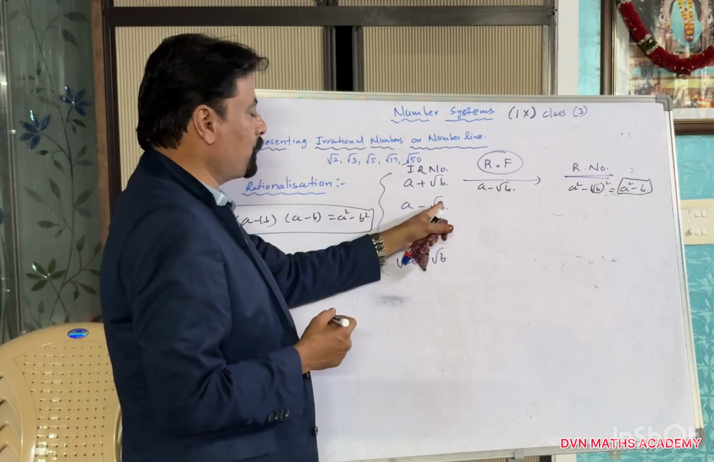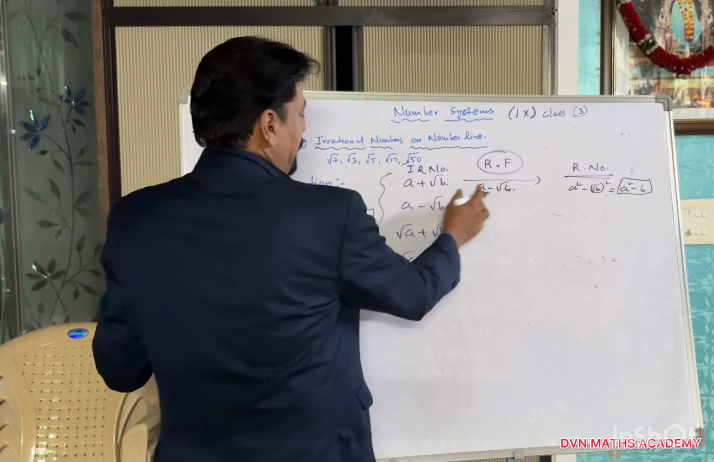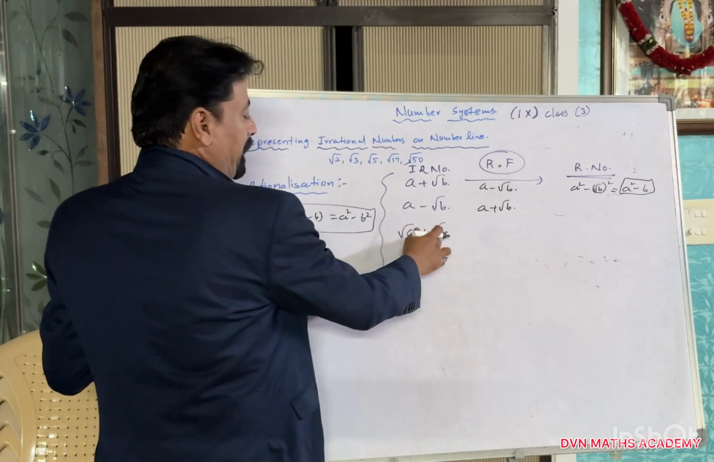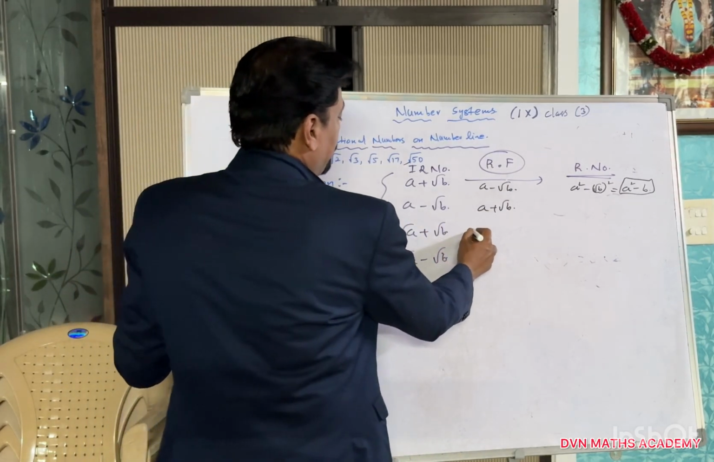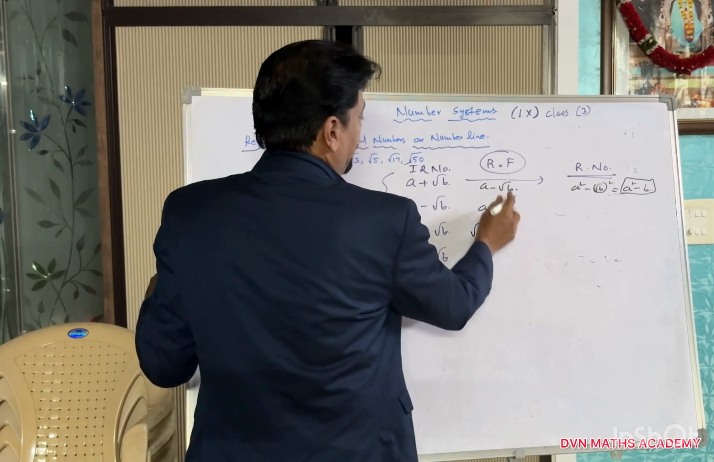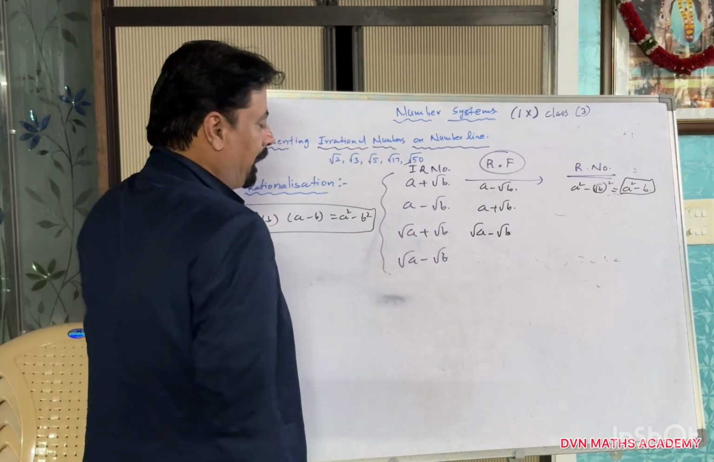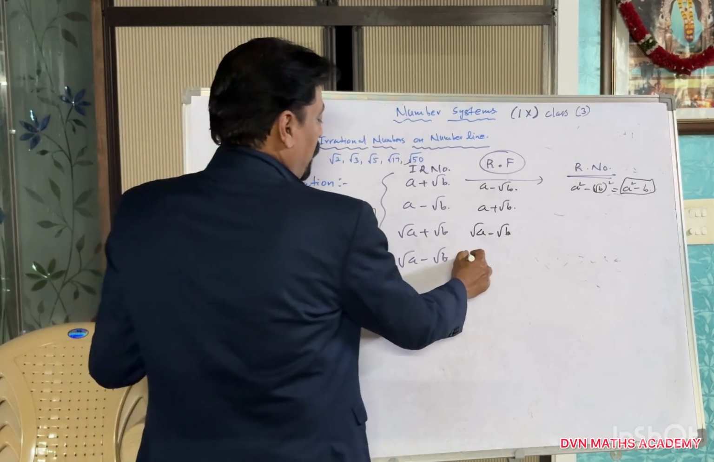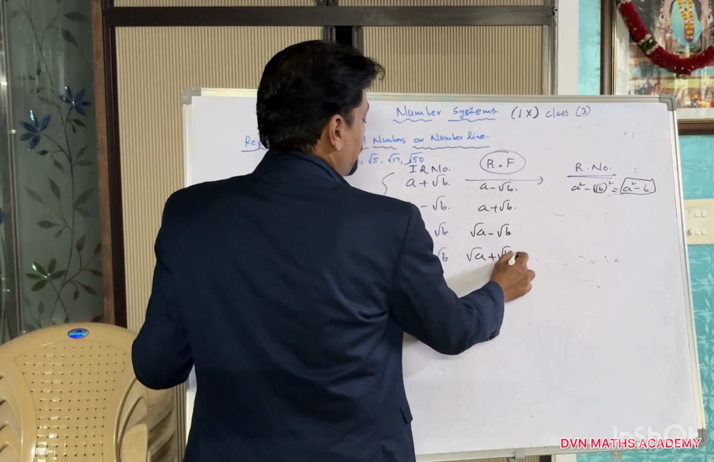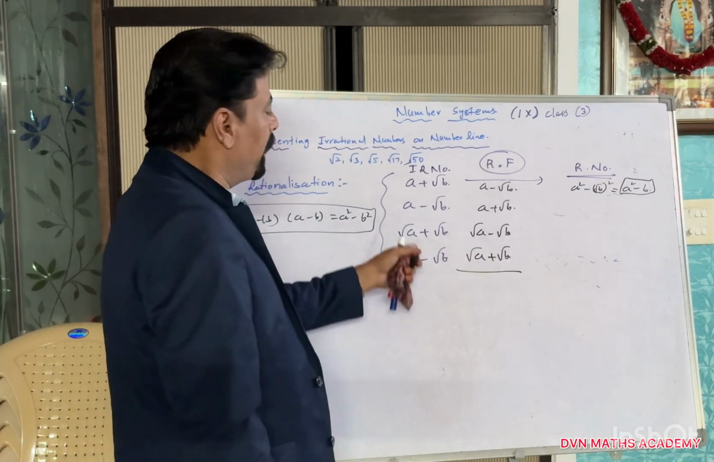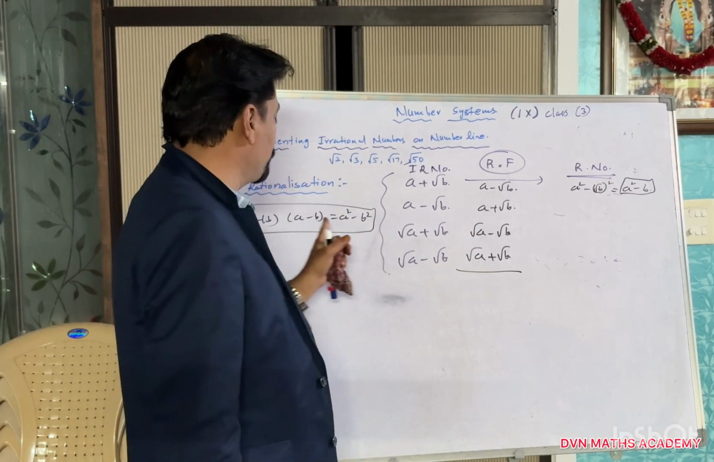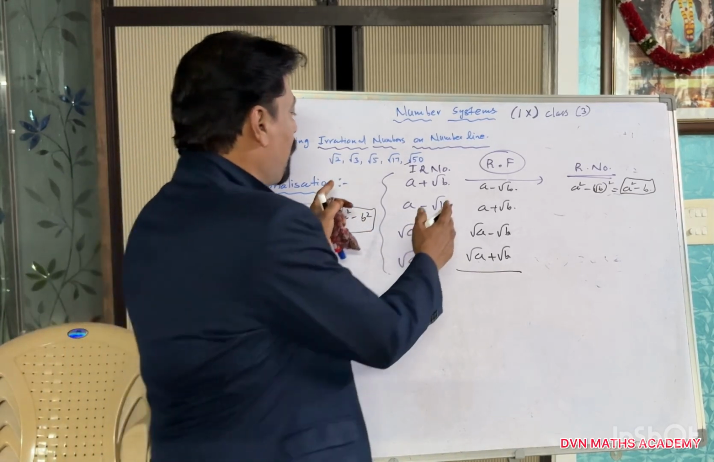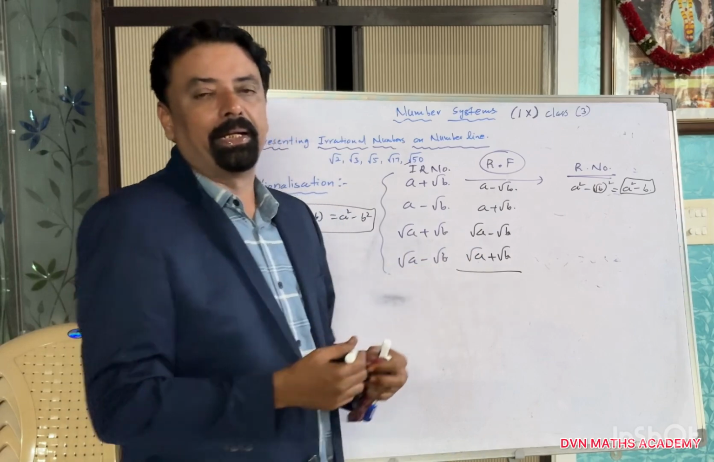If a minus root b is an irrational number, its rationalizing factor is a plus root b. If root a plus root b is an irrational number, then root a minus root b is its rationalizing factor. If root a minus root b is an irrational number, then root a plus root b is the rationalizing factor. If you multiply these two values using the identity a minus b into a plus b equals a square minus b square, all these numbers change into rational numbers.